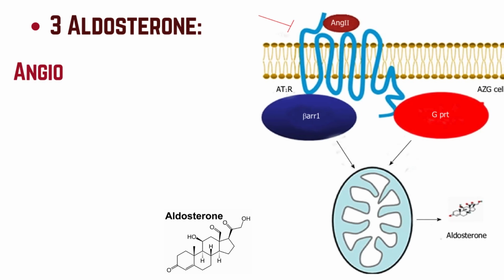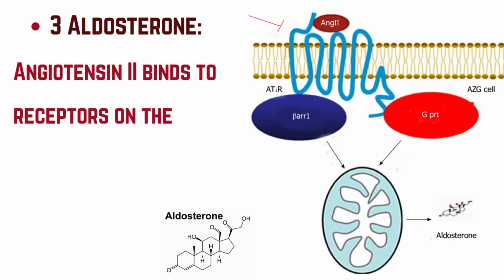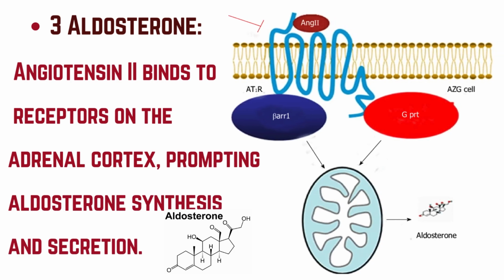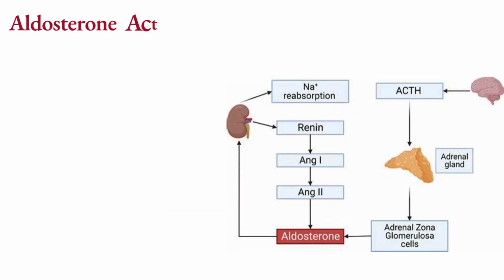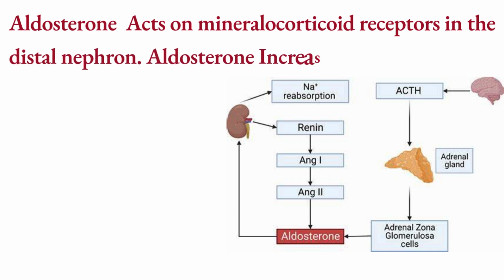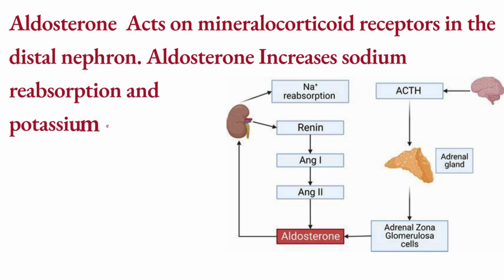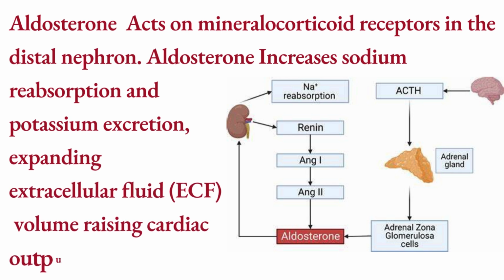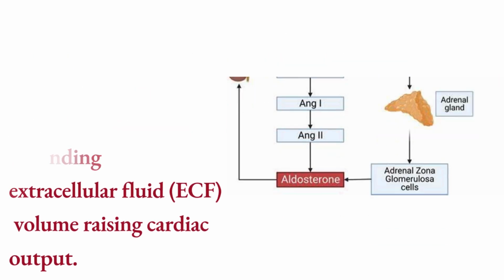3. Aldosterone. Angiotensin II binds to receptors on the adrenal cortex, prompting aldosterone synthesis and secretion. Aldosterone acts on mineralocorticoid receptors in the distal nephron. Aldosterone increases sodium reabsorption and potassium excretion, expanding extracellular fluid, ECF, volume, raising cardiac output.